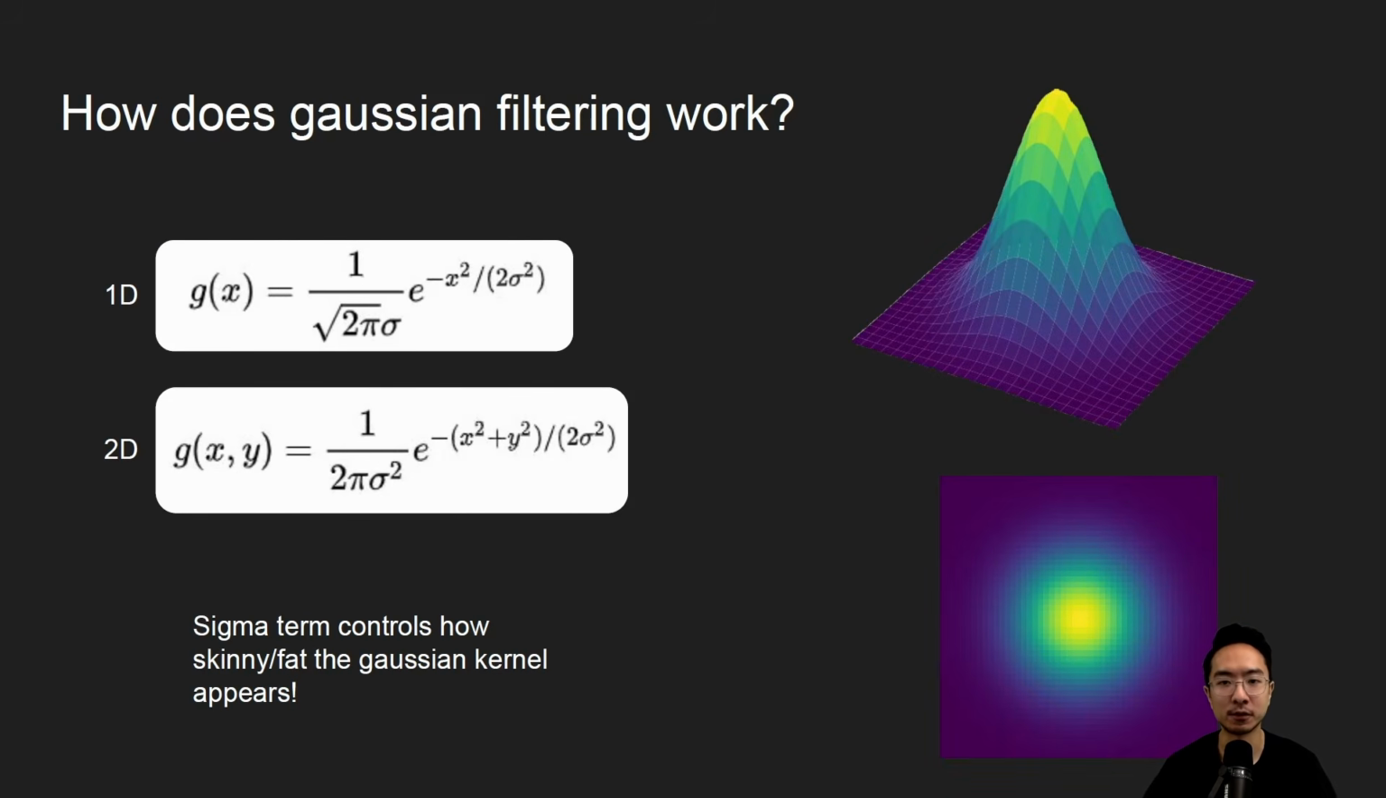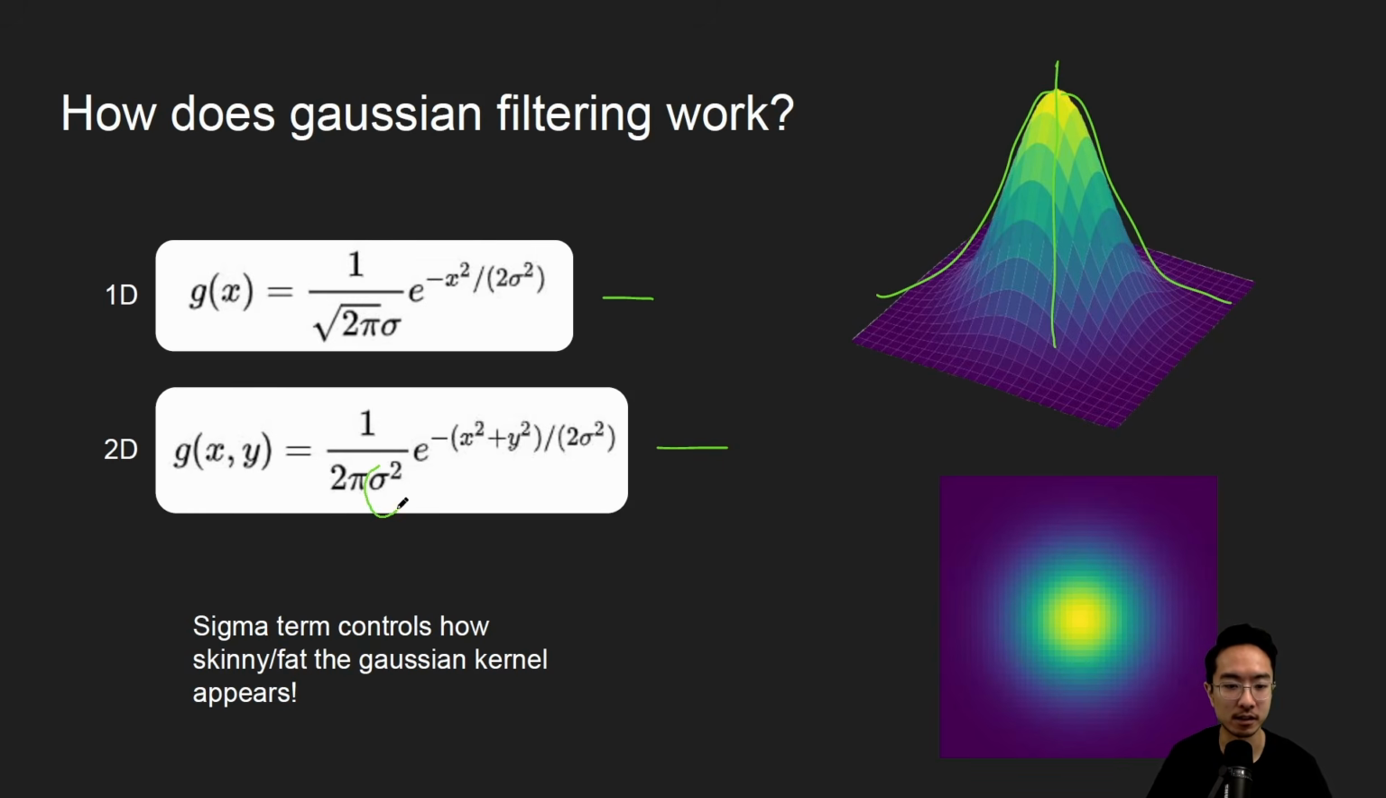So how does Gaussian filtering work? The way it works is this is the equation for a Gaussian. This is for 1D, this is for 2D. And the way it works is it generates this kernel here. This is a 3D plot, and you can see that it follows a Gaussian distribution curve. So what this means is that the center of the kernel is going to take the most weight, and then as it goes outside, it'll take less and less weight.